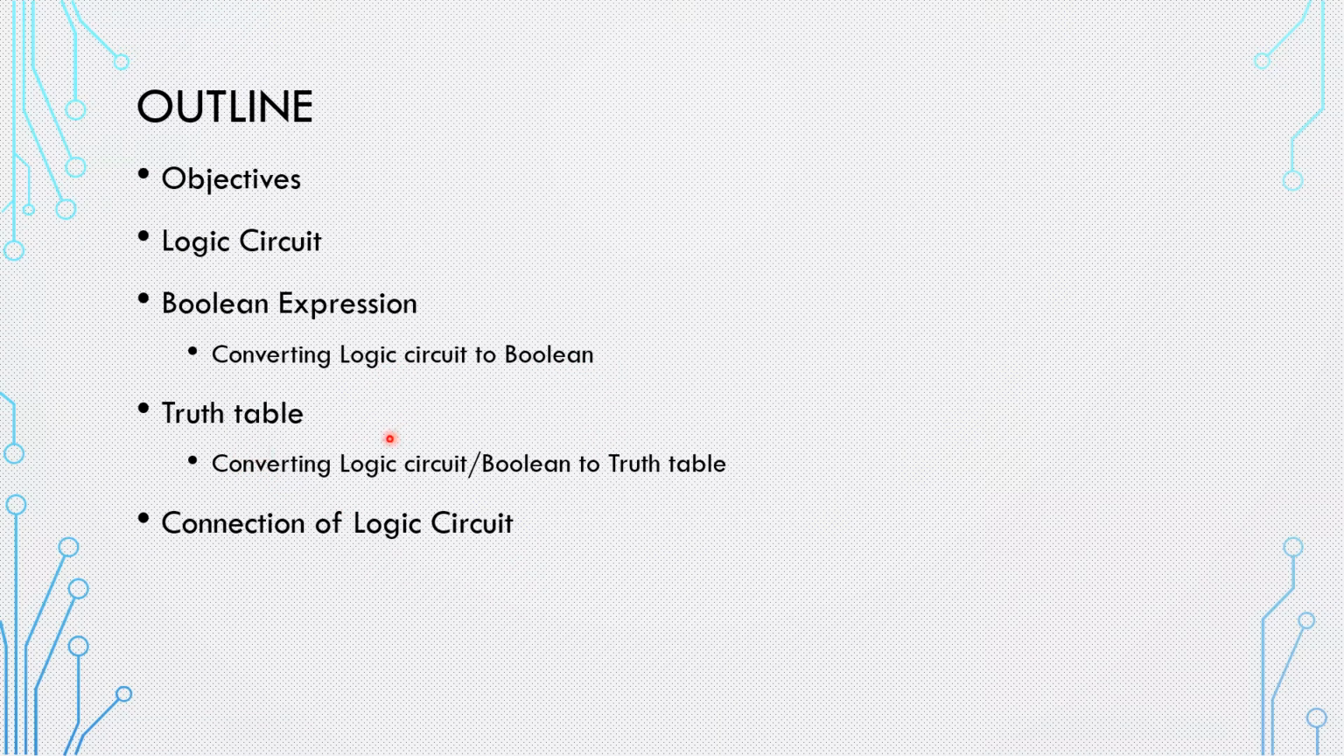And similarly, another important piece of information that you need to know is how to study the possible output for the logic circuit by using a truth table. So we're going to learn what we mean by a truth table, how we build it, and how to convert the given circuit or Boolean expression to a truth table in order to study the output for the circuit. And lastly, we're going to show you how to connect the logic circuit in practice.